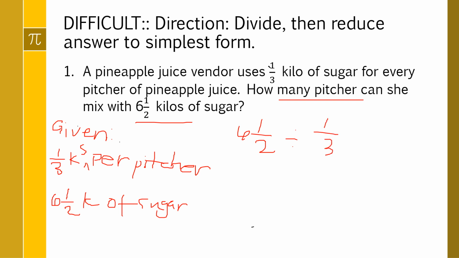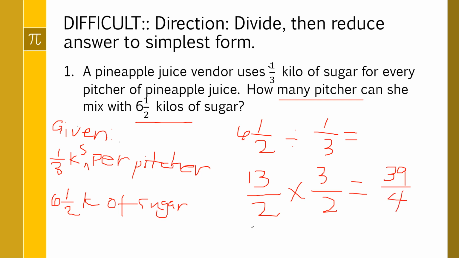Okay. So first we need to transform 6.5. So 2 times 6 is 12 plus 1 is 13 over 2. Then change 1/3 to 3 over 1. We got 39 over 2.